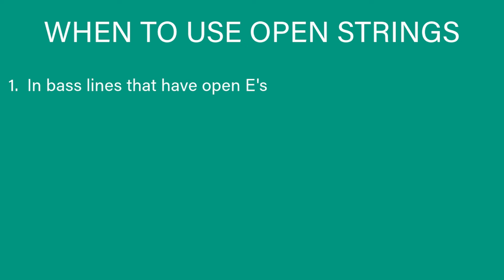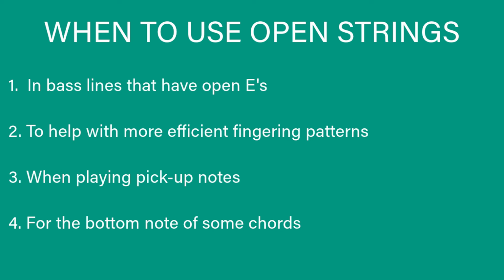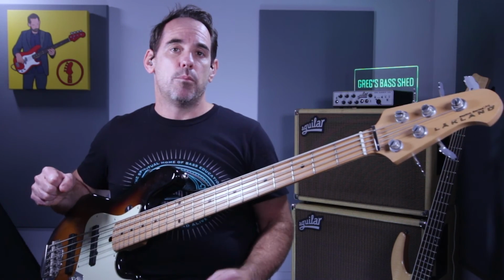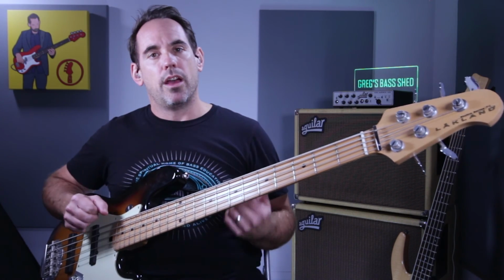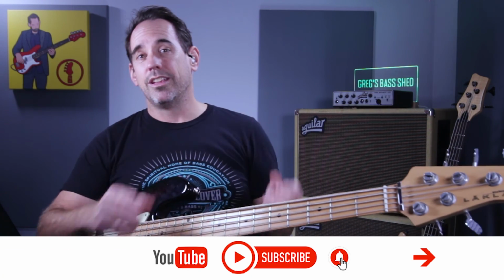So to summarise, open strings are really important to us bass players, especially when playing a groove with a low E in it, or to help with more efficient fingering patterns, when using certain pickup notes, especially low octaves, and for the bottom note of certain chords. Open strings do sound different to their fretted equivalent, but we can use that to really good effect because of the changes in tone, we can mix it up a bit and we can decide on the open string just because it's got a different tone.